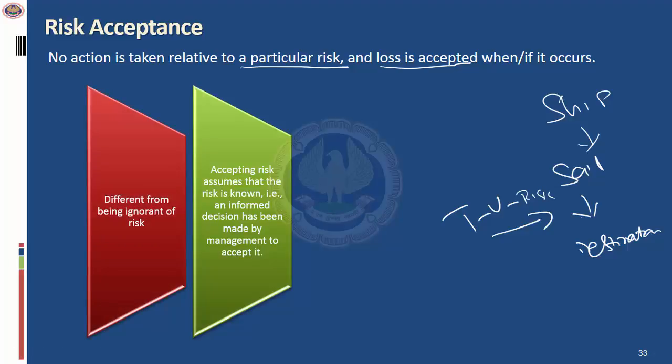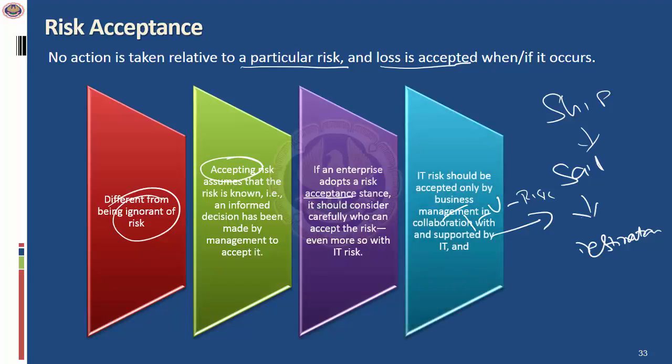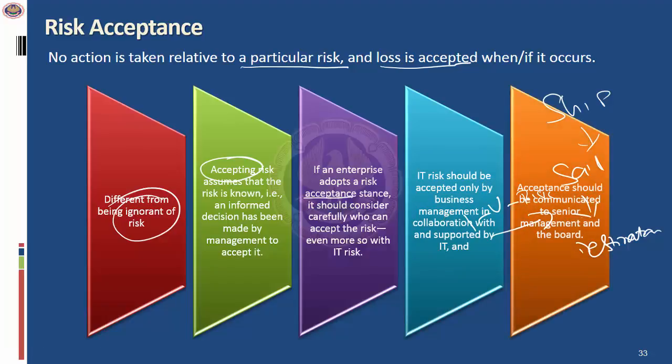So risk acceptance is not ignorance of risk. Ignorance of risk means you don't know that risk can occur. Here, risk acceptance means that you knowingly accept the risk. This is the key point here. Depending on the policy adopted by the organization, they decide that they will accept that particular level of risk. IT risk should be accepted only by the business management. Why by the business management? Because the business owners are the decision makers. So they are the ones who have to accept the risk and see that it is brought to an acceptable level depending on the right level of investments.